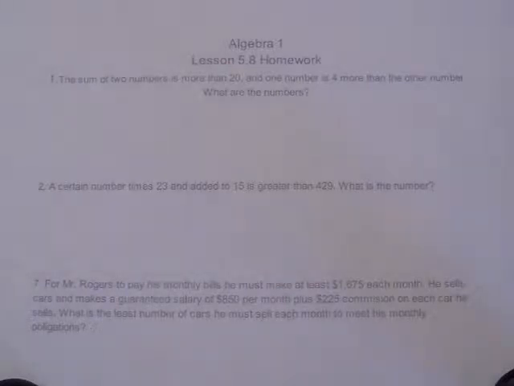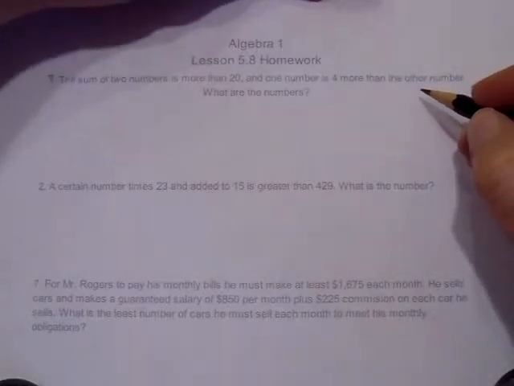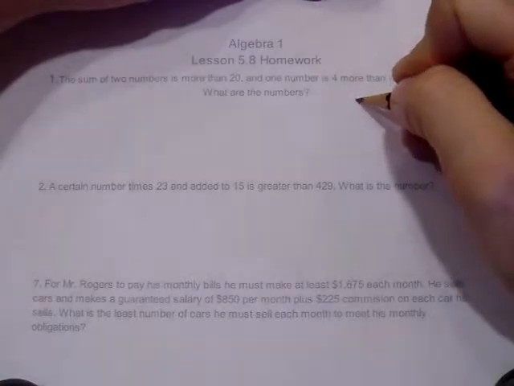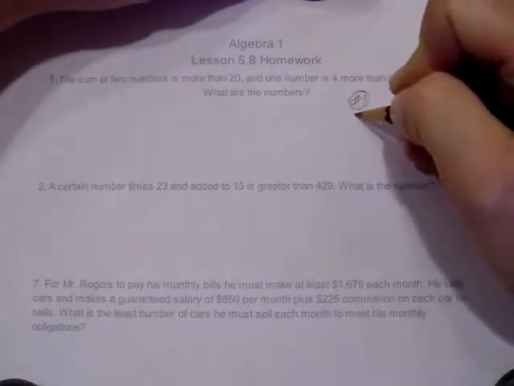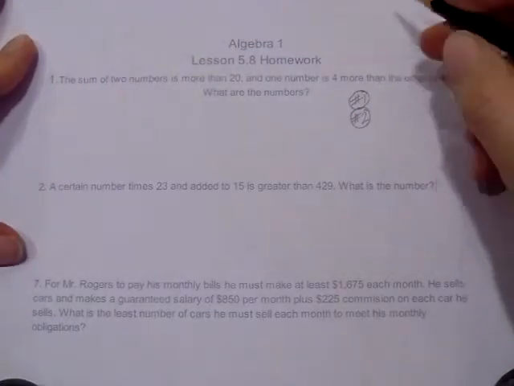All right, your first assignment was number 1, and it is stated: the sum of two numbers is more than 20, and one number is 4 more than the other number. What are the numbers? So you have two numbers, and you know that's what you're looking for because that's what the question asks. Between those two numbers, you need to represent them as variables because those are the variables you're looking for. They're not number 1 and number 2, but we need to represent them.